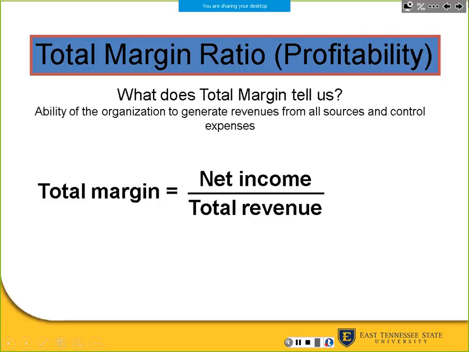Or what sheet are we going to find that on first? The income statement? Well, our total net income.